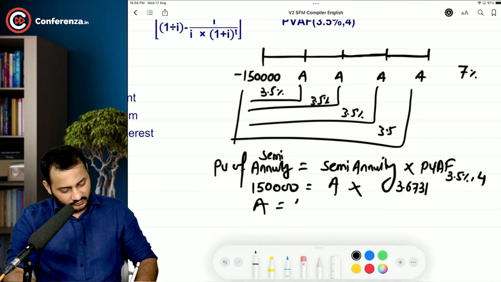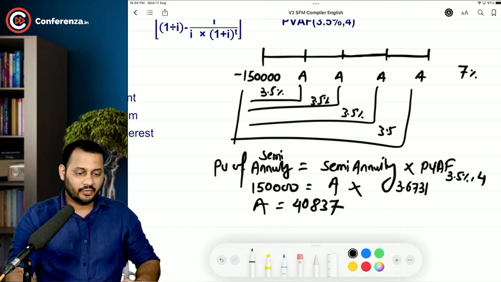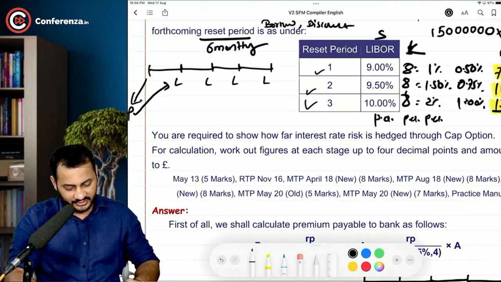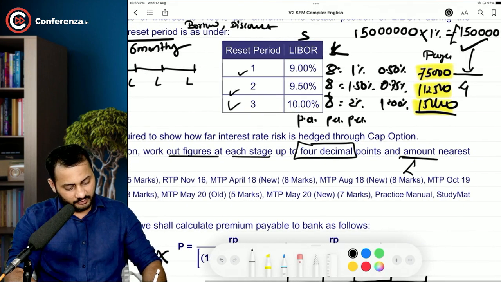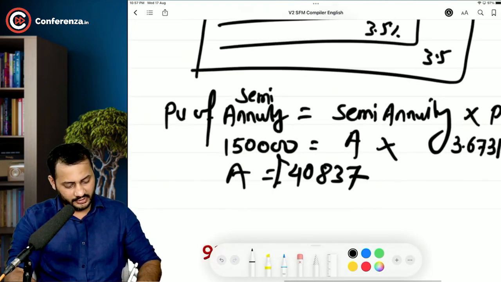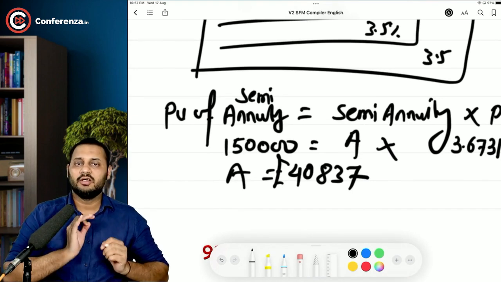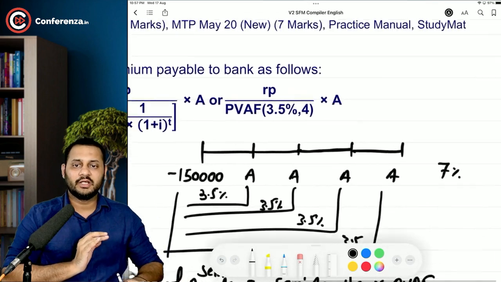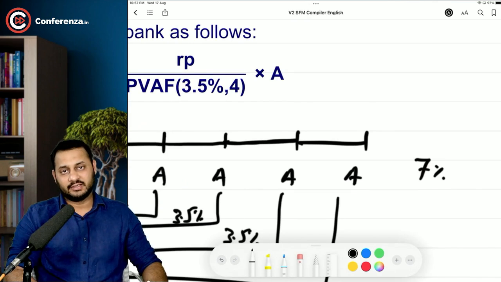The answer is 40,837. And make sure you round it off, because the question has clearly mentioned that figures at each stage are up to 4 decimals and the amount in pounds is to the nearest pound. So don't try to take it in decimals. 40,837 is your premium amount if there would have been an obligation to pay it on every reset date.